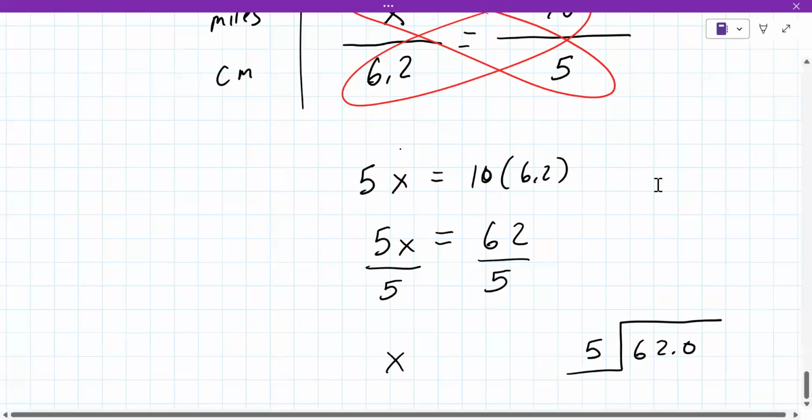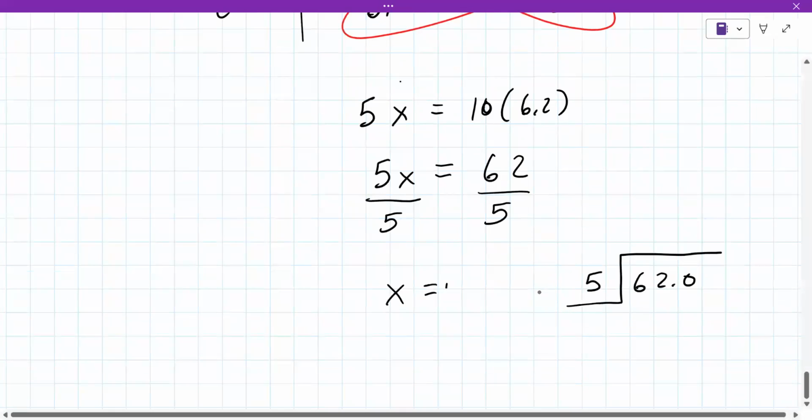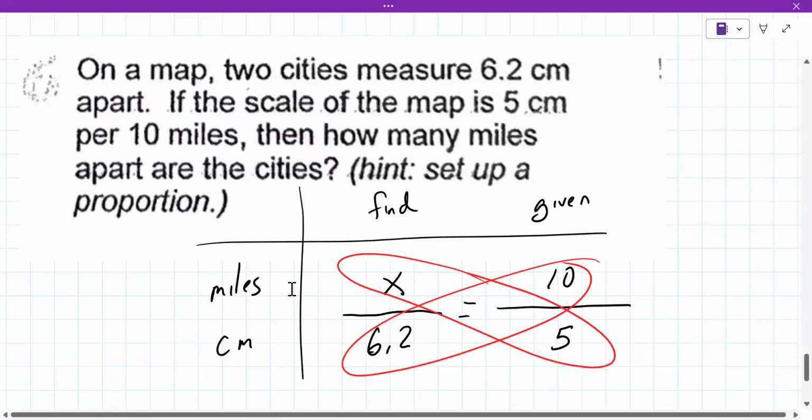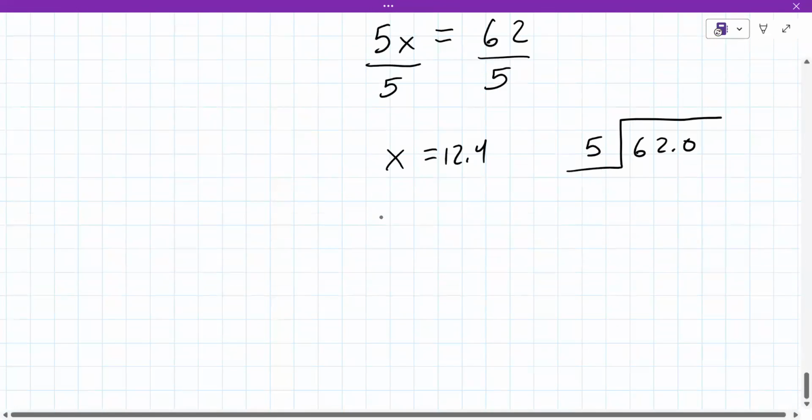12.4. That was fast. Yeah, really good. Excellent. Now you should give units to your answer, and that's where you almost go back and ask, what were we even finding? We were finding miles. So it's easy to leave that out, but just something to think about.